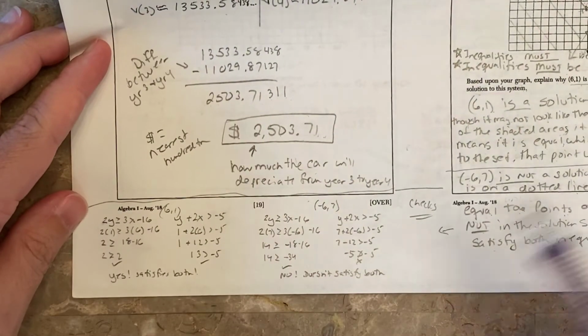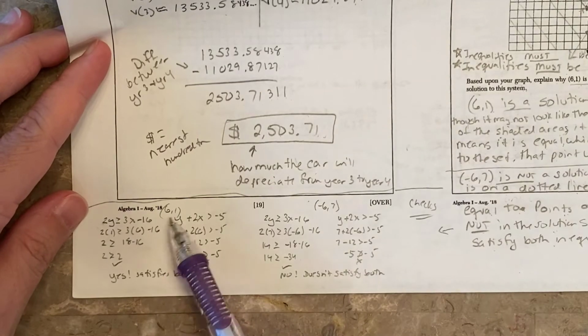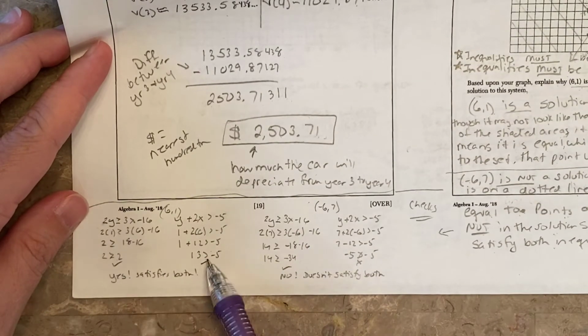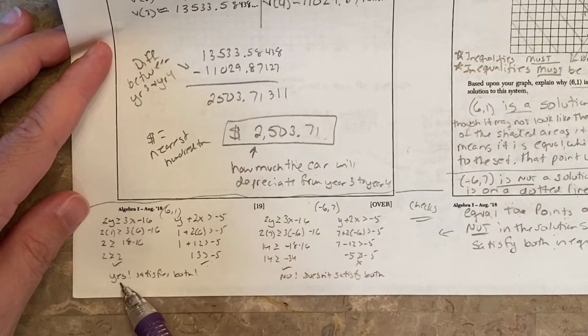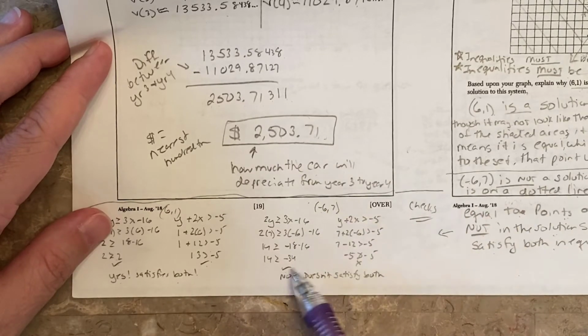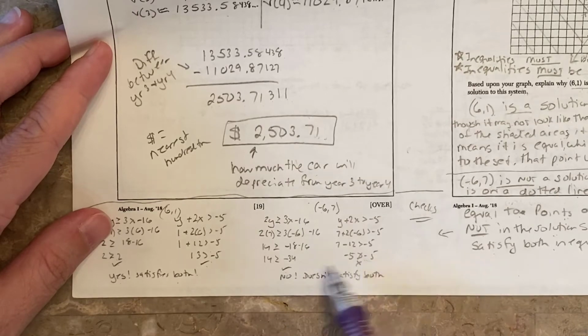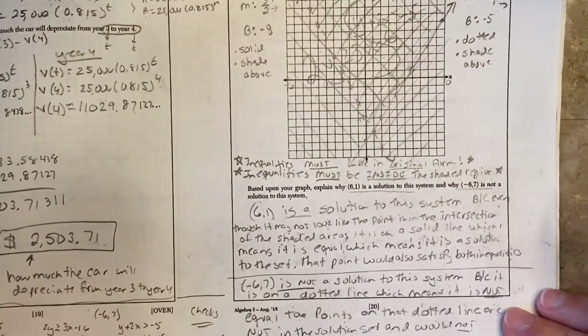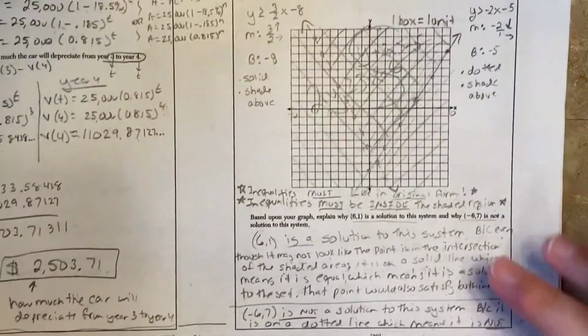And then over here in this blank space that I had, what I did is I just showed you by plugging in (6, 1), when you plug it into both inequalities, both of them come out to be true, so it satisfies both. And here, (-6, 7), when you plug it in, it only satisfies one and not the other. So this cannot be a solution point, okay? So (6, 1) was a solution point, and (-6, 7) was not a solution point.